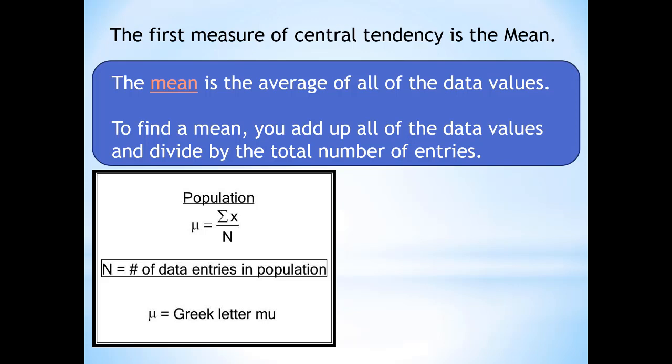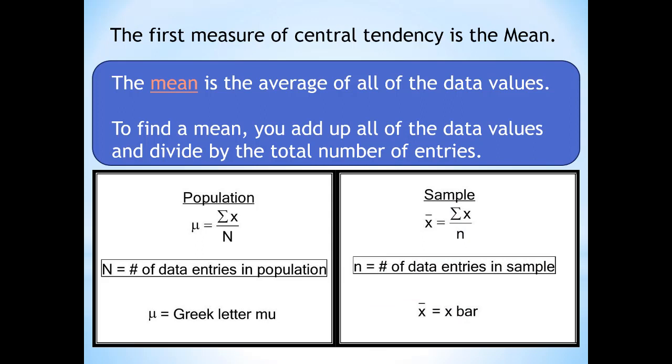The other formula for the mean is for a sample mean. And now instead of using the symbol mu, we use the symbol x bar. So x with a little bar on top is equal to sigma x over little n this time. So again, we're adding up all of the data values x and dividing by little n, which is the number of data entries in the sample.